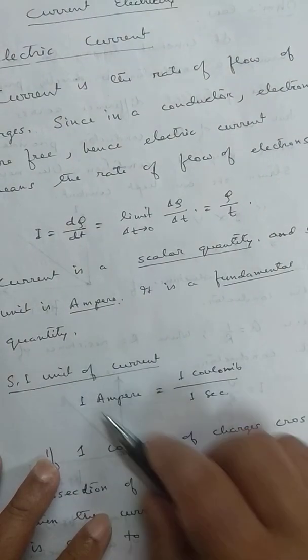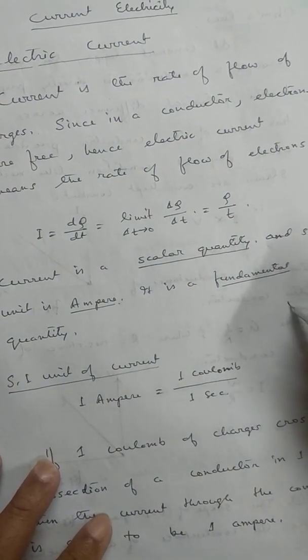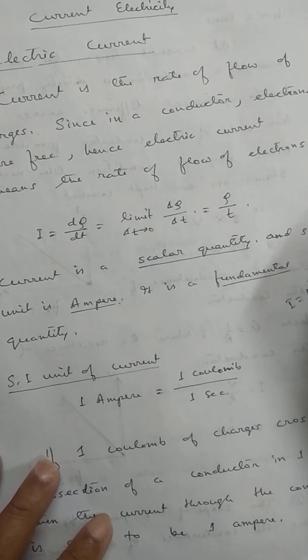So, what is the dimension of electric current? The dimension of electric current is simply A^1.